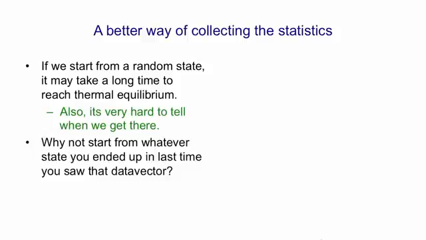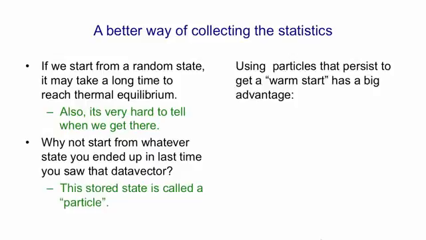So the idea is, why not start from whatever state you ended up in last time you saw that particular data vector? So we remember the interpretation of the data vector in the hidden units, and we start from there. This stored state, the interpretation of the data vector, is called a particle. Using particles that persist gives us a warm start, and it has a big advantage.